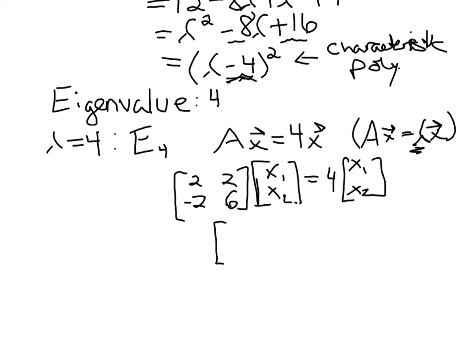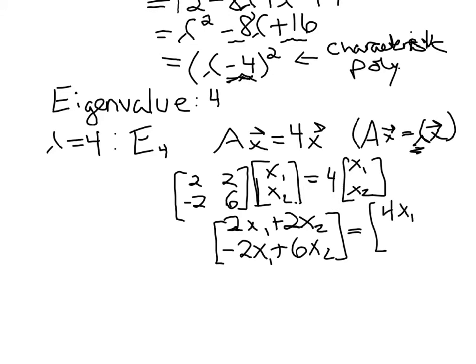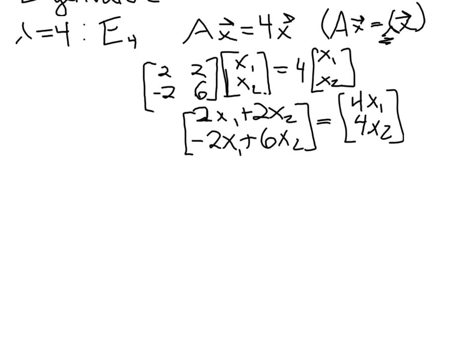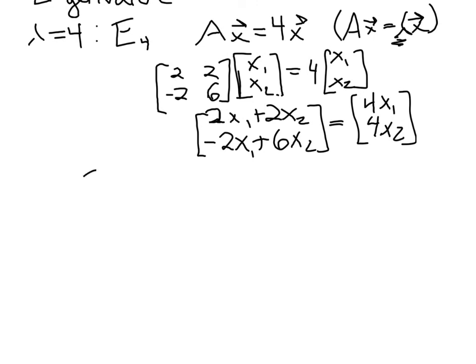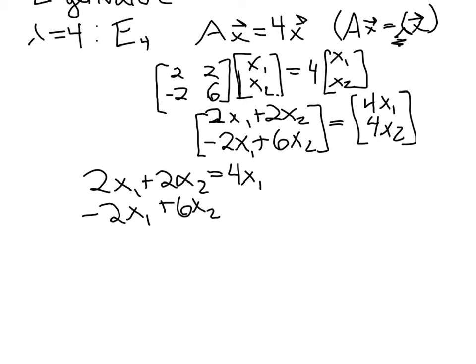Now if I multiply this out on the left, I have 2 times x1 plus 2 times x2 for my first entry. And then the second row, I'll have negative 2 times x1 plus 6 times x2 equals 4 times that vector, so we just multiply each entry by the scalar 4. And from there we can set up a system of equations. Here it's setting the first components equal to each other, and then setting the second components equal to each other, so negative 2x1 plus 6x2 equals 4x2.